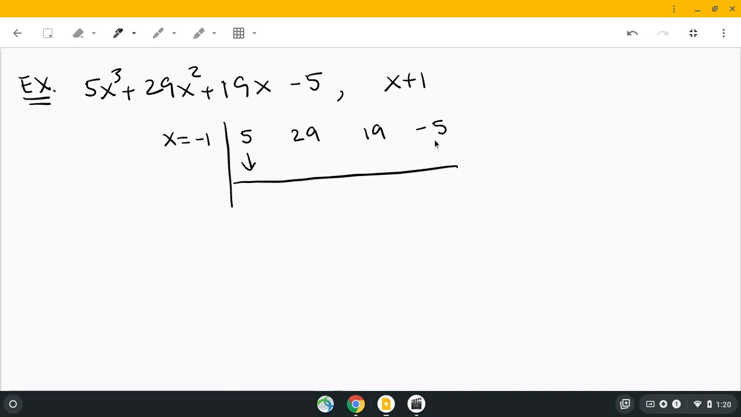And what we're going to do is start by bringing down this 5. And again, leave space right here. So you bring down this 5, and we're going to do the synthetic division here. And then 5 times -1 is -5. And I'm going to add these together. 29 minus 5 is 24.